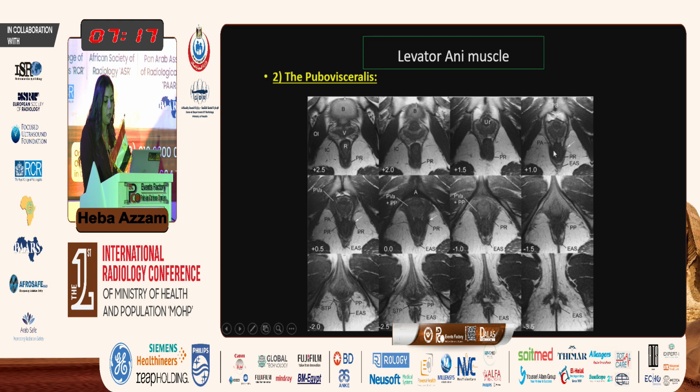Here we can see the puboanalis, which is inserted into the intersphincteric space, the pubovaginalis inserted into the vaginal wall, and the puboperinealis inserted into the perineal body. On the coronal images, we cannot differentiate the fibers of the pubovisceralis muscle from the puborectalis.